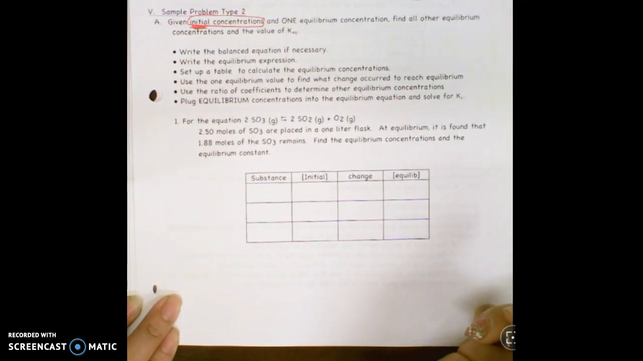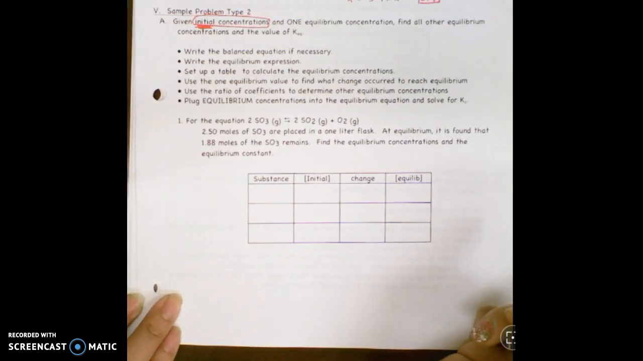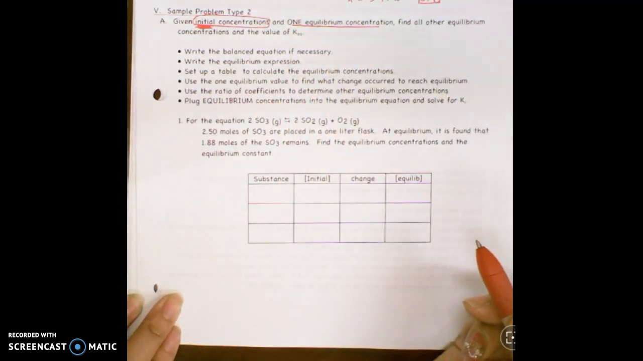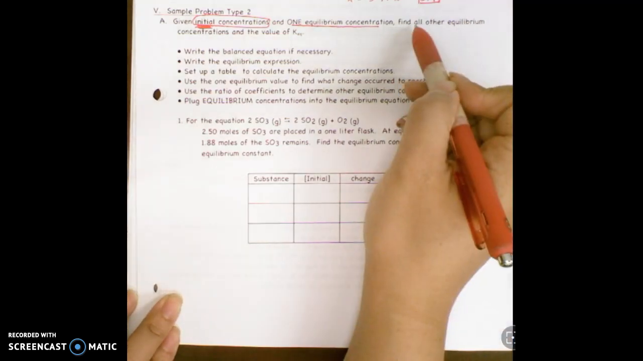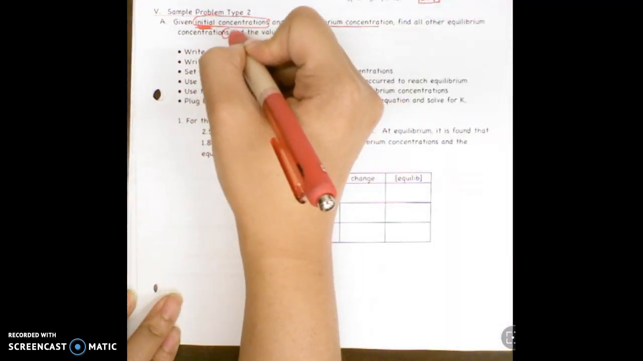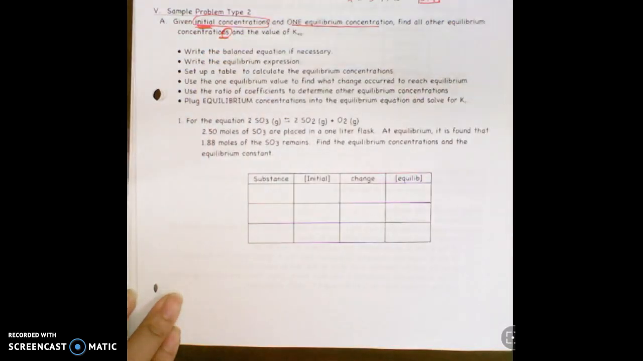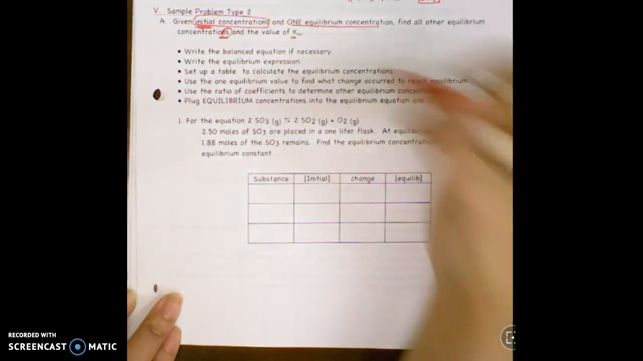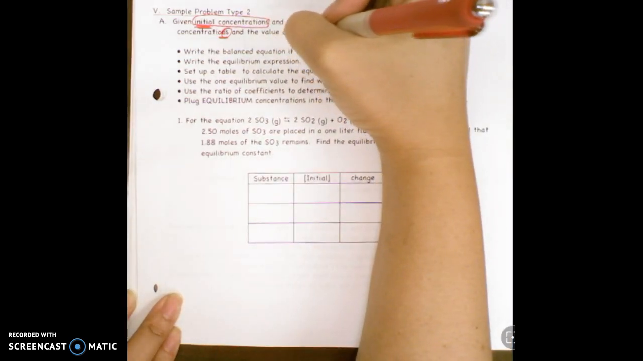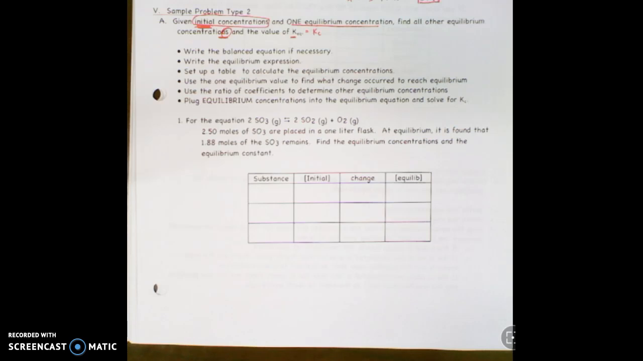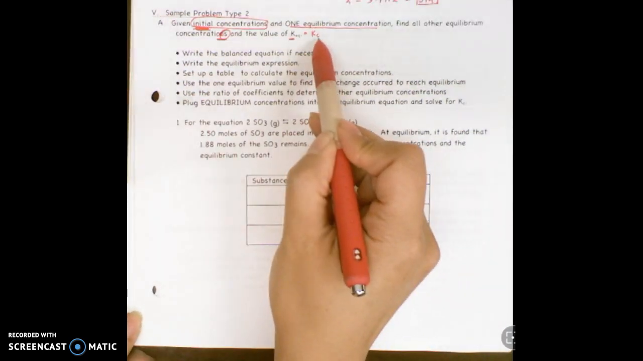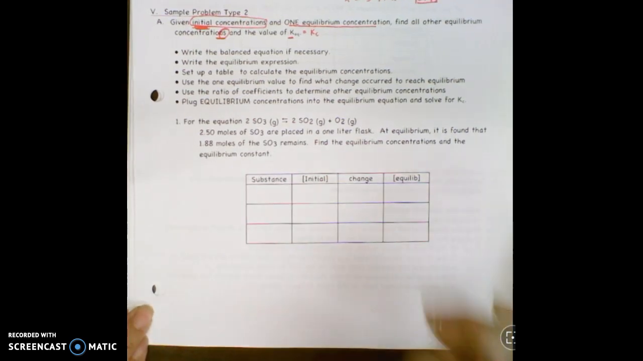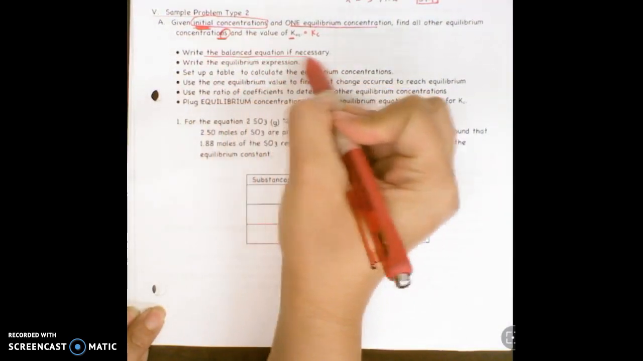They give you initial concentration. So this is the stuff that you're starting with. They give you one concentration that is already at equilibrium. And what you're going to be asked to find is when they ask you to find all of your equilibrium concentrations, notice it's plural here, and you're also going to be asked to find the value of the K itself. And the Keq is also the same thing as Kc. So they sometimes use Kc to indicate that it's the constant for the concentrations, or the eq to indicate that it's the equilibrium constant. So write an equation if necessary.